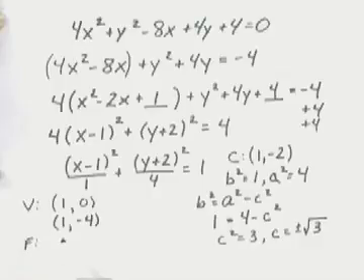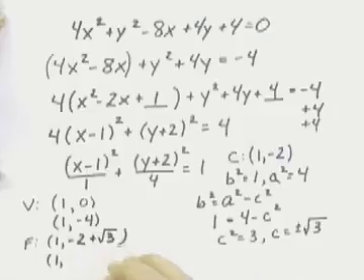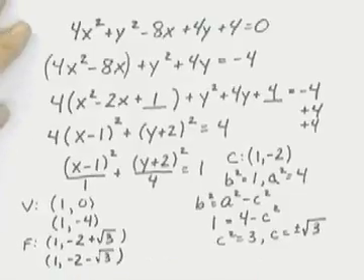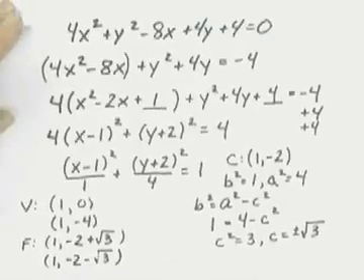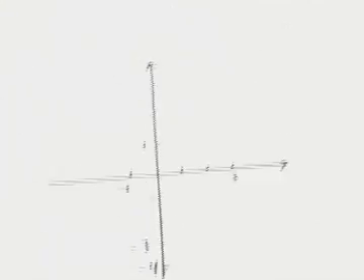The foci are also located above and below the center. The value of c is plus or minus the square root of 3, so I'm going to go square root of 3 units above the center and square root of 3 units below the center for the foci. Now what I need to do is use this information in order to help me graph the ellipse.